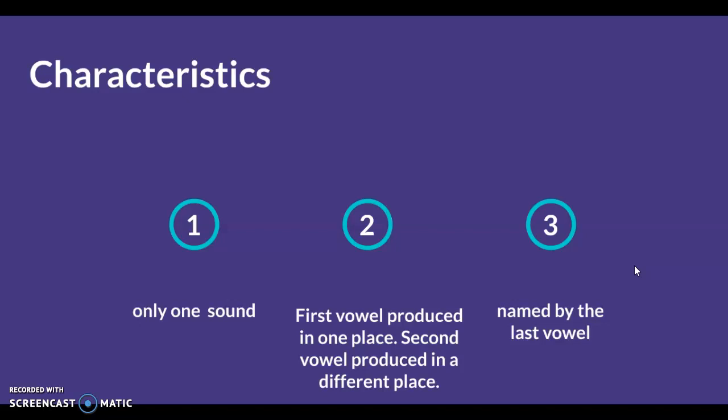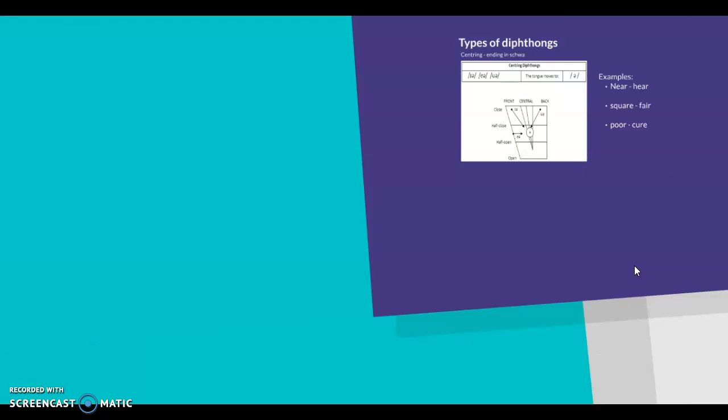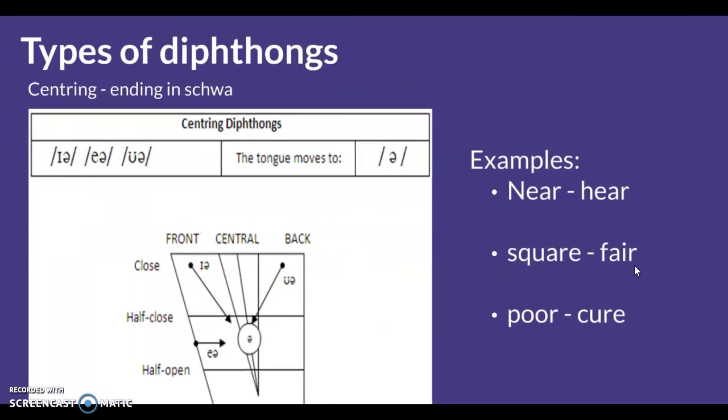That is what we call the glide. The glide is the movement of the tongue from one vowel position to the other vowel position to produce a diphthong. So the classification of the different diphthongs is related to the last vowel. You're going to see why. Okay, so let's see the types of diphthongs.